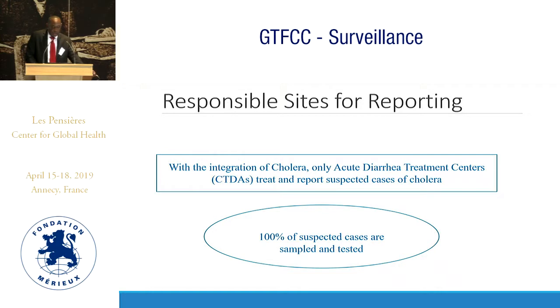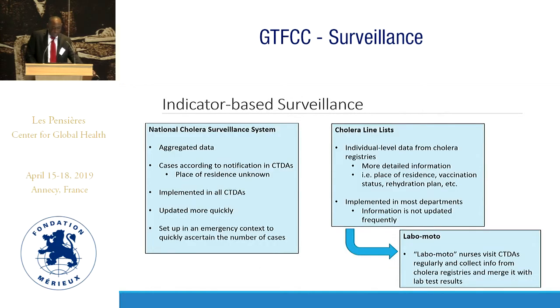Responsible site for reporting. We have indicator-based surveillance. The National Cholera System aggregates case data according to the notification at the CTDR. Place of residence unknown. Implemented in all CTDRs, it updates more quickly. It was set up in an emergency context to quickly ascertain the number of cases.